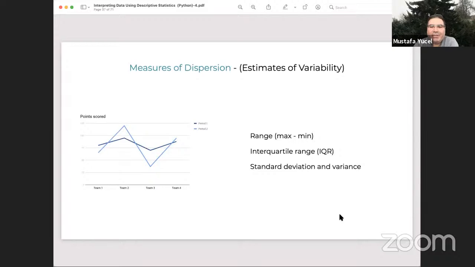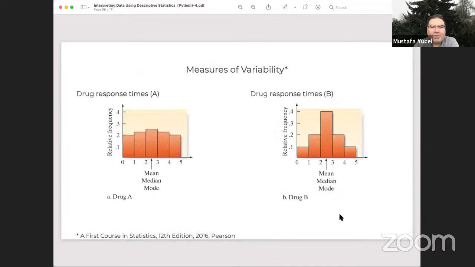When you have a dataset, we check how variable your data is. Let's say in a university there are two different classes. When you look at the grades, if they are too different in the same class, there is too much dispersion or variability. But when you see the grades are similar to each other, not very far from each other, in that case the variability or dispersion is less. There are different measures for this.